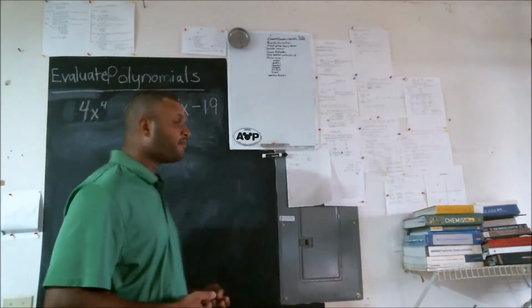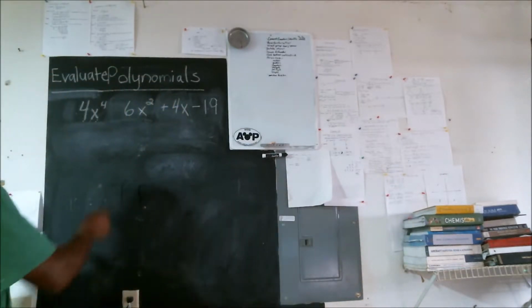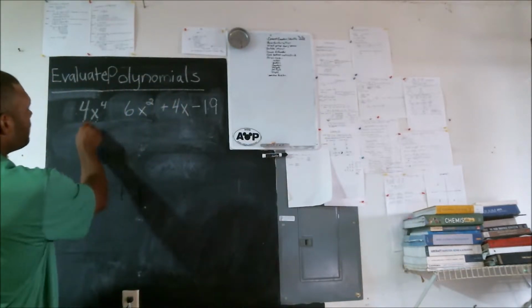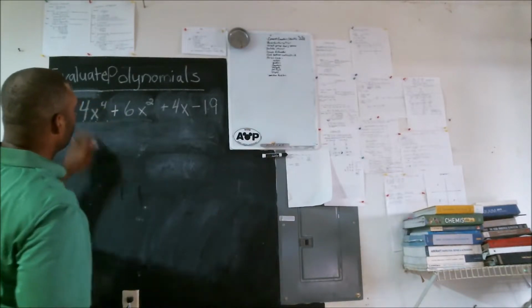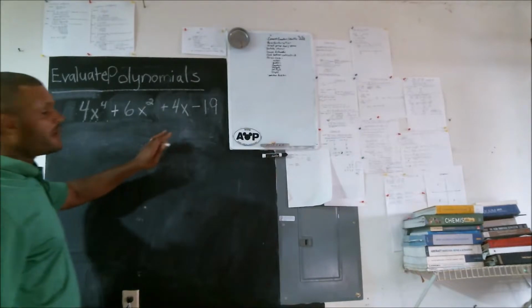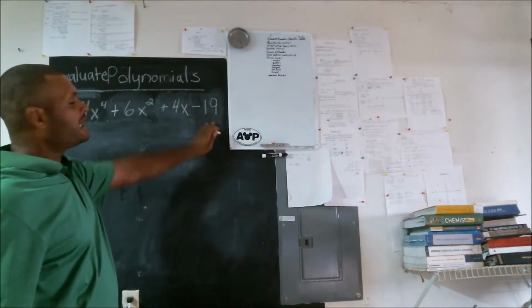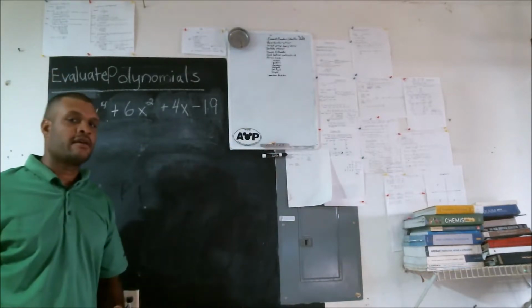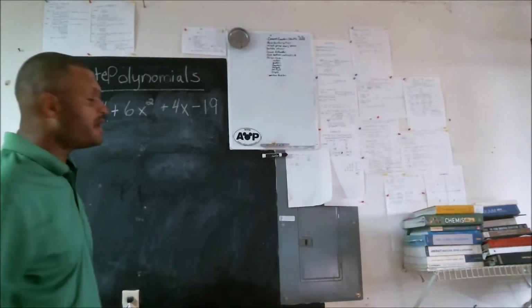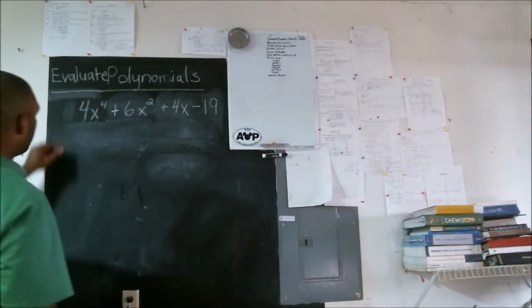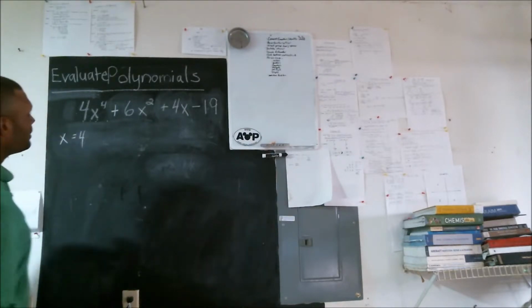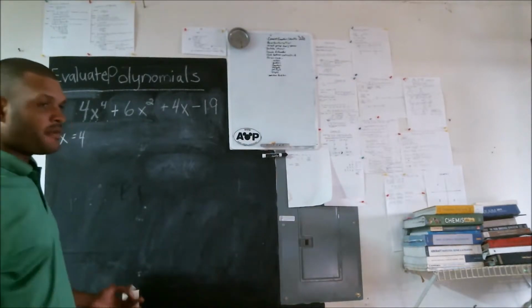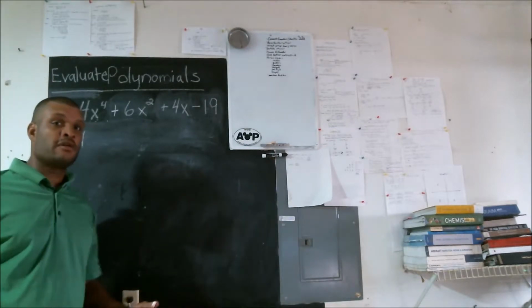So our starting equation here is 4x^4, and we'll put the plus sign here: 4x^4 plus 6x squared plus 4x minus 19. So it's the same equation we had. Now we're going to evaluate that equation. We'll just go ahead and say that x equals 4. All we have to do from this point is go through and substitute those variables.